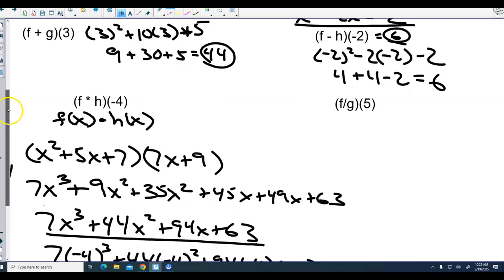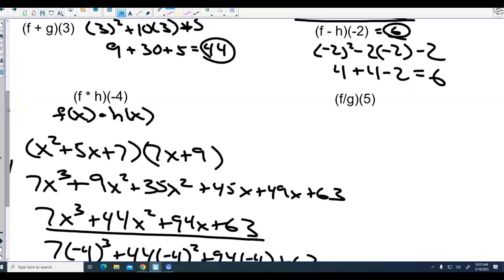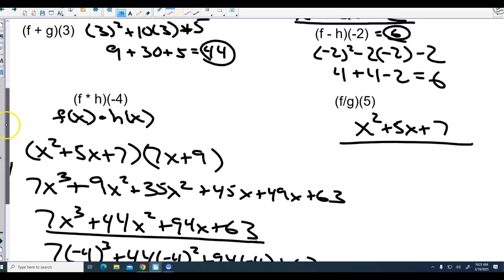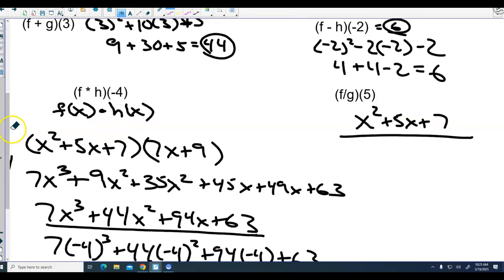Division is actually pretty easy. Division, we just put one on top of the other. It's x squared plus 5x plus 7. If we can factor and cancel out, you do so. In this one, you can't. Others you'll be able to, and you'll see it in your notes in the Google Classroom. If you can factor it out and cancel something, you do so.